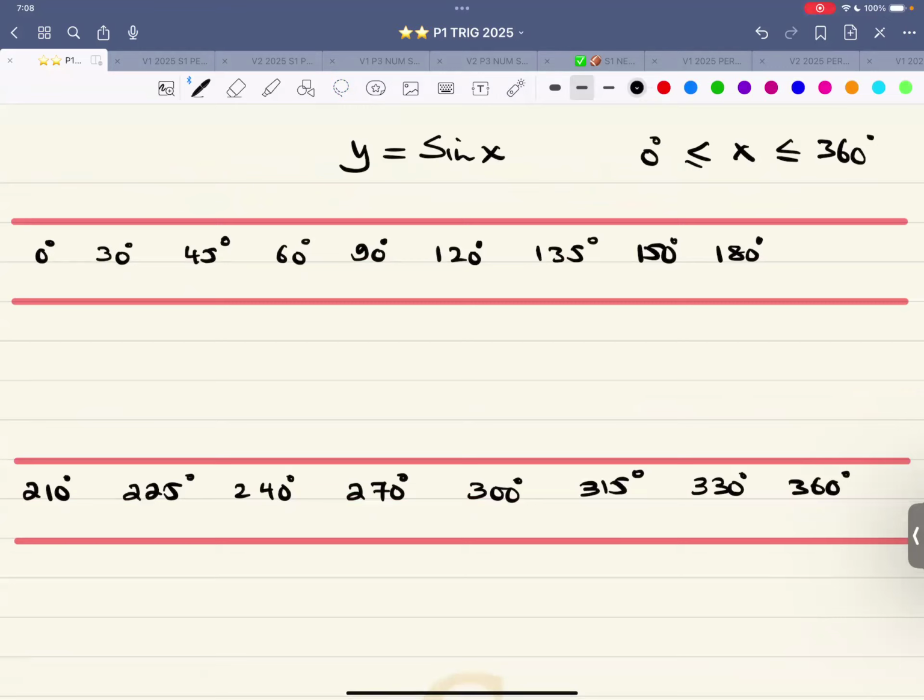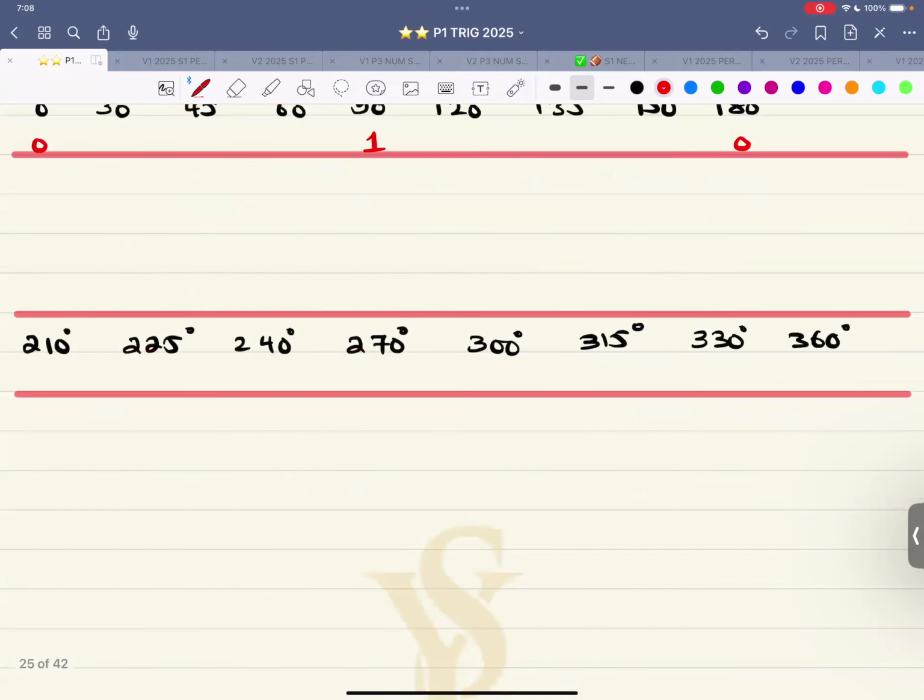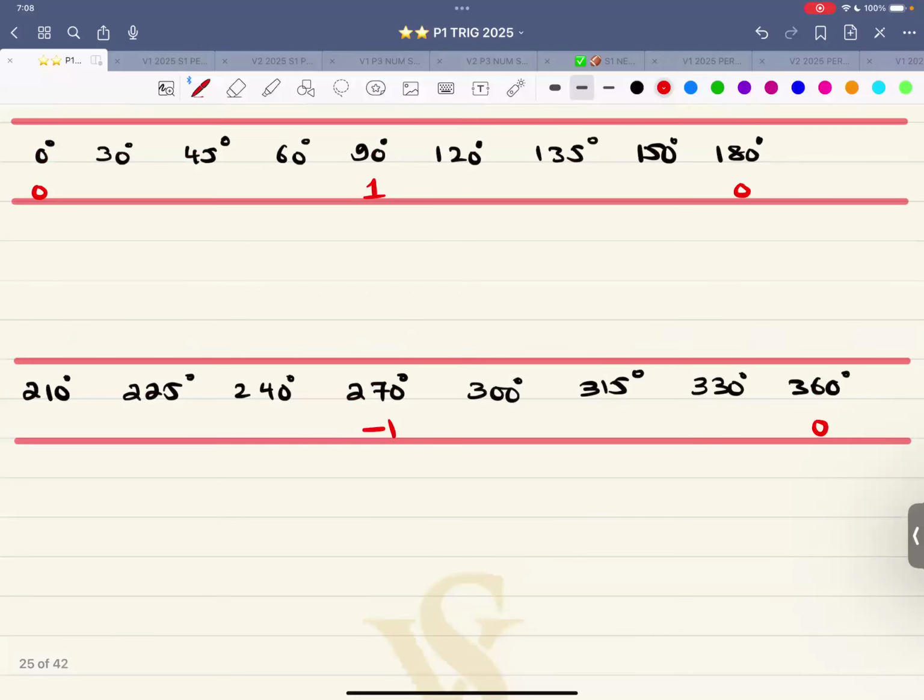So now when we talk about sine, sine of 0 is 0. Sine of 90 is 1. Sine of 180 is 0. Sine of 270 is negative 1. And sine of 360 is 0. These are the 5 major values.